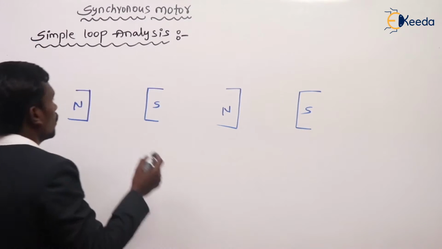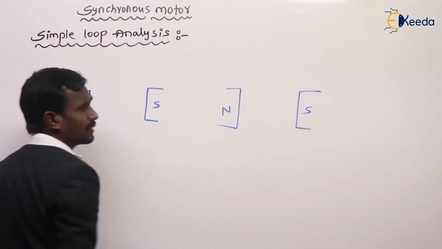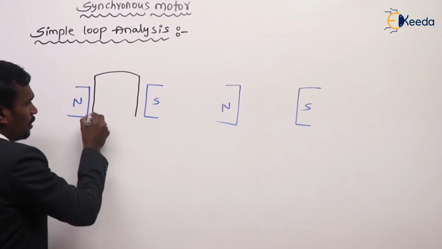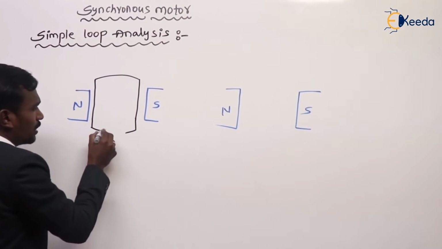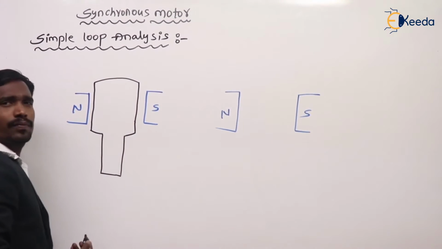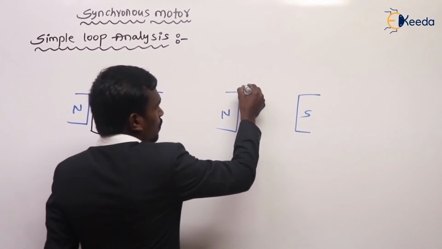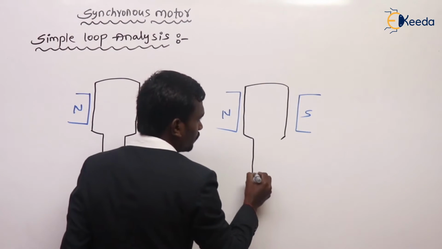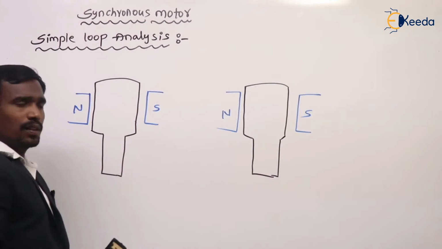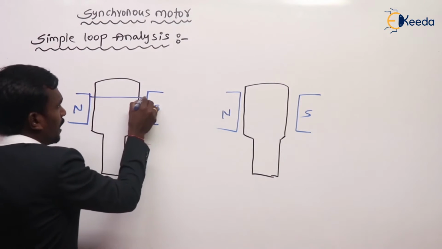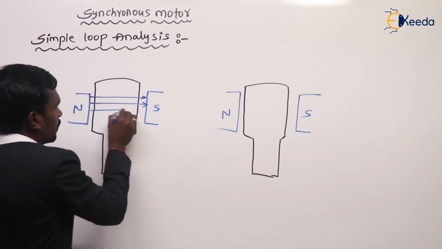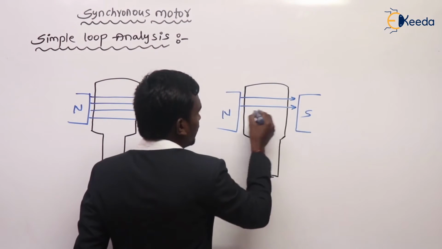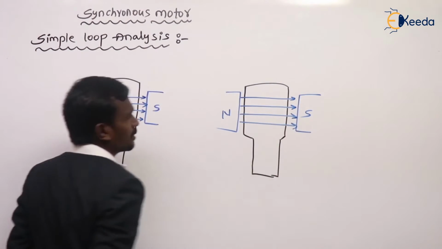Let's see here again. So, for example, North Pole and South Pole, and here my armature is there. For example, this is my armature of synchronous motor. Here also my armature of synchronous motor is like this. Of course, the flux flows from North Pole to South Pole like this. This is the constant flux, DC excitation flux, right?